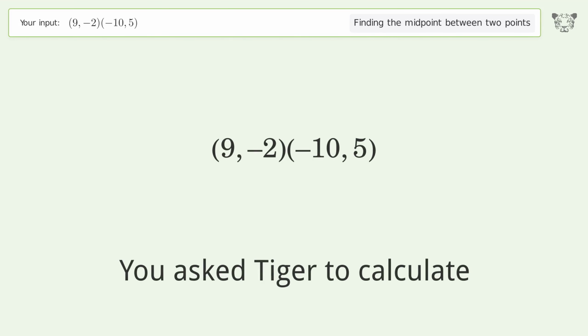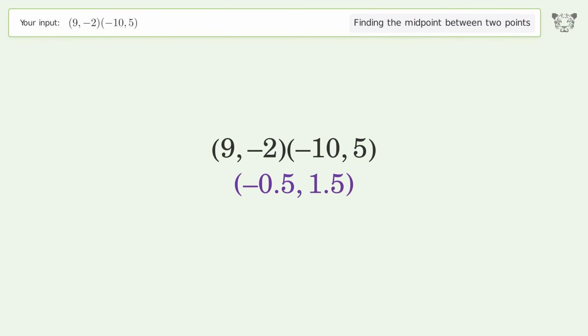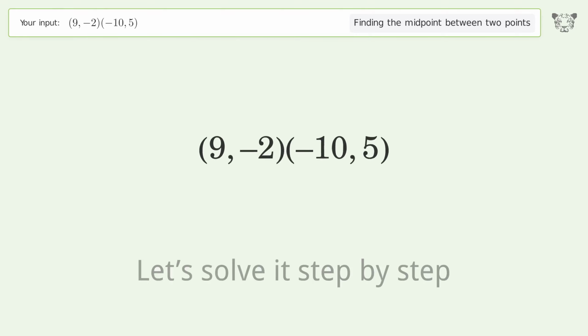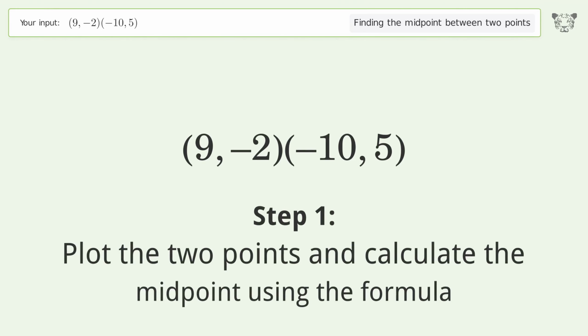You ask Tiger to calculate. This deals with finding the midpoint between 2 points. The midpoint between the 2 points is negative 0.5, 1.5. Let's solve it step by step. Plot the 2 points and calculate the midpoint using the formula.